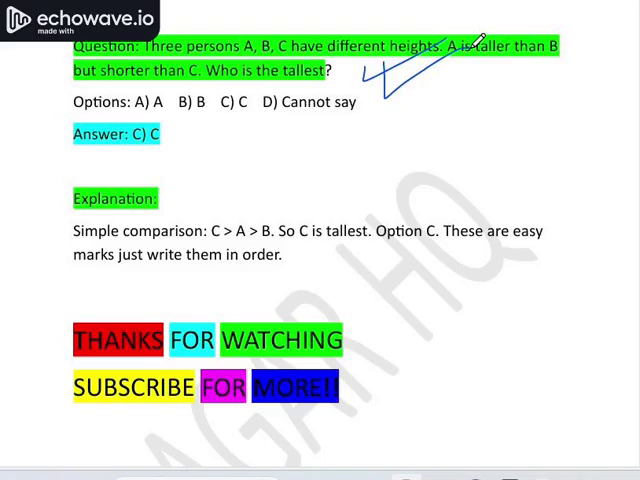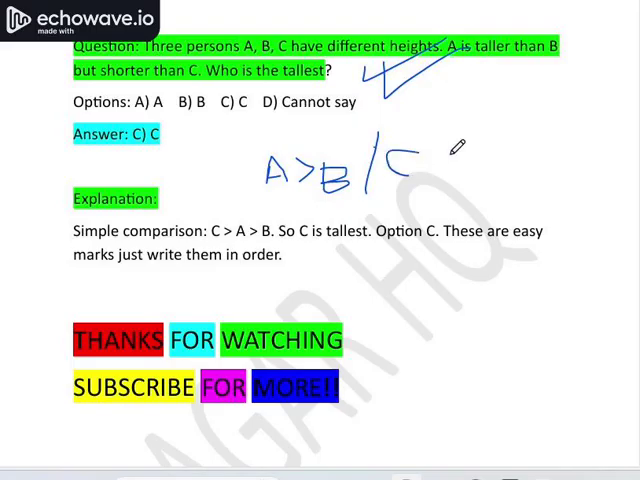A is taller than B, so we can say that A is greater, meaning taller. In comparing height, we usually use taller. So A is taller than B. Similarly, A is shorter than C. Sorry, A is shorter than C.